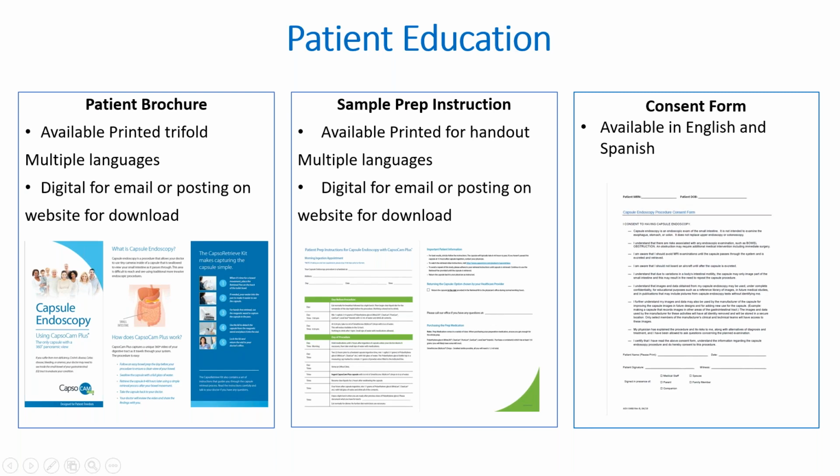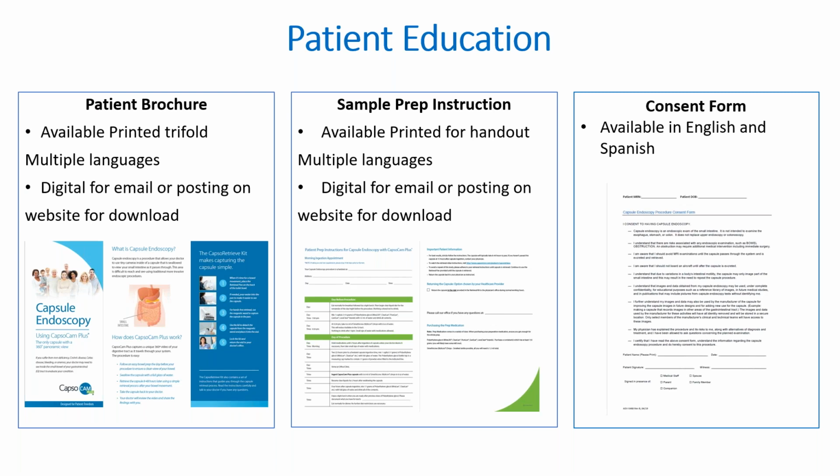Here's the consent form that we use here in the US, which is a standard set of statements that the patient will sign, such as, I'm aware that I should avoid MRI examination until the capsule passes through the system and is excreted and retrieved. I understand that due to variation in the body's intestinal motility, the capsule may only image a part of the small intestine, and this may result in the need to repeat the capsule procedure. So we explain to them that that could happen, and we get their consent.